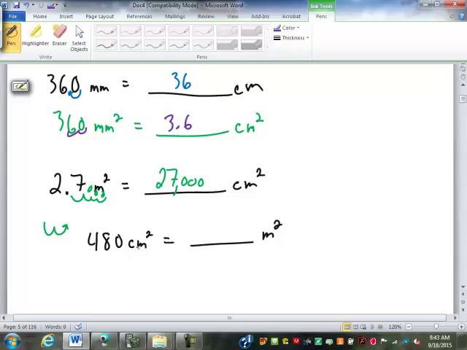So 480 centimeters squared, if I'm going to meters squared, is going to be how much? Centimeters to meters is 2 spots on the chart, so since it's squared, it'll be 4. 1, 2, 3, 4.